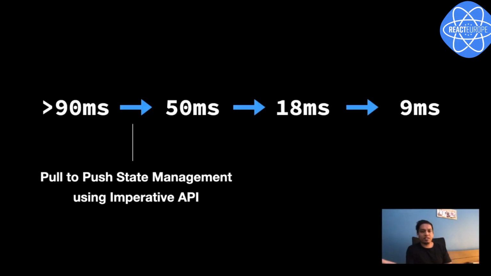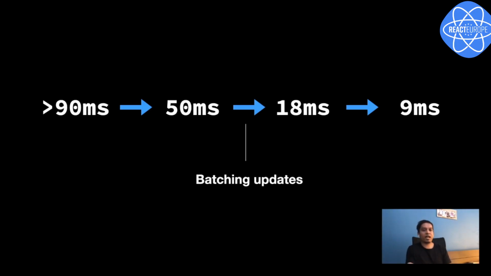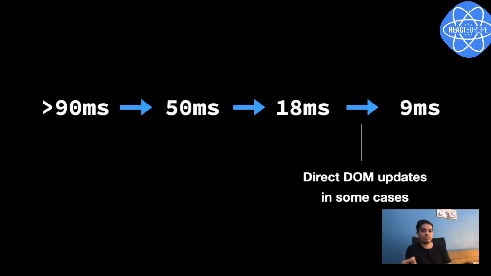Let me revisit with a quick summary of how performance changed. We moved from pull to push state management using an imperative API, and then we batched updates, which got us a good performance gain from 50 ms to 18 ms per frame. And in some cases, we directly updated the DOM. That also reduced the frame time to 9 ms. But there were more problems. This was just a part of it.